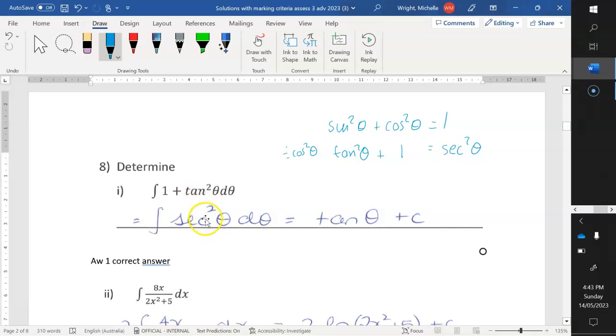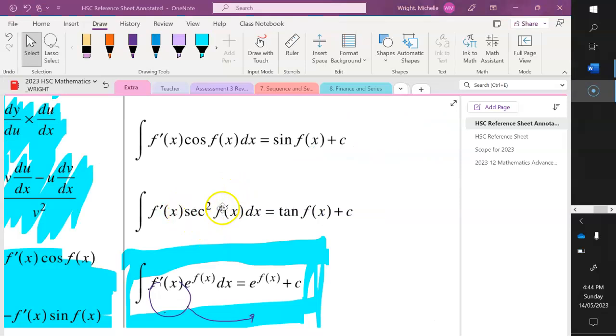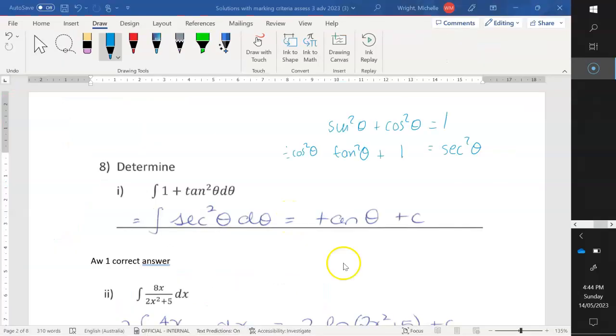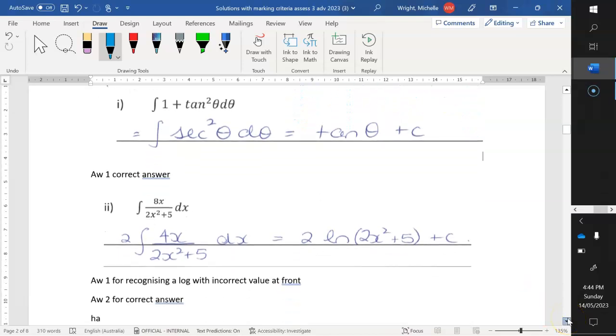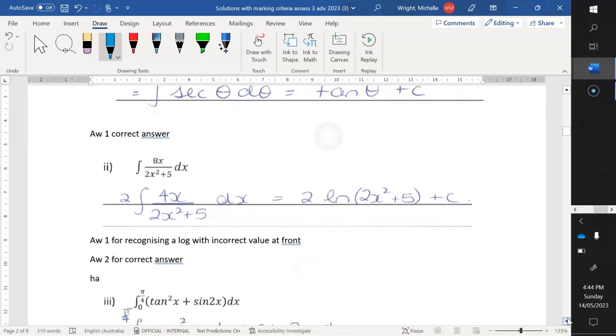And then when you go to your formula sheet, there is an integral for sec squared theta. It is right here. The integral of sec squared theta is tan theta. So we write in that tan theta, and we're always adding a constant because there's no upper and lower limits. That was just worth 1 mark. But sometimes those 1 mark questions make a big difference in your overall ranking and your overall positioning.